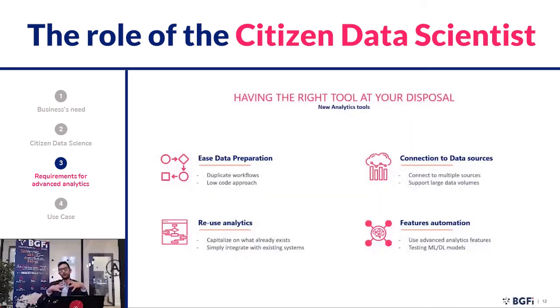So the prerequisites to be a citizen data scientist are to master 4 aspects. First, you have to be able to easily prepare data with a minimum of time. This preparation must be replicable and automated for further analysis. So this is data preparation.